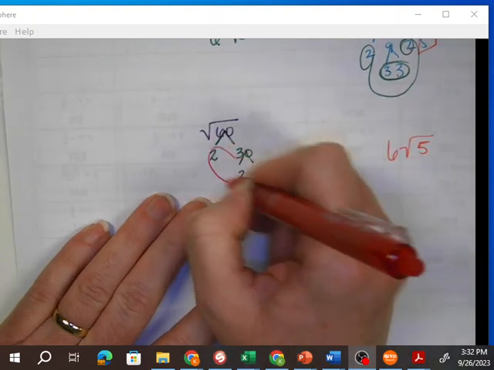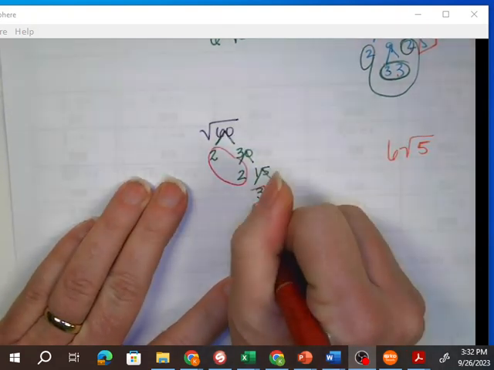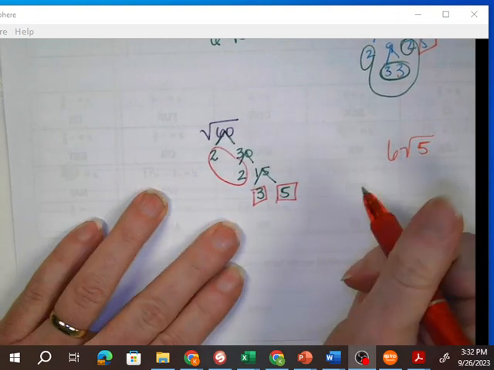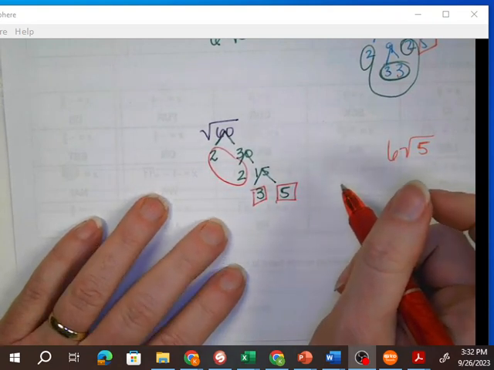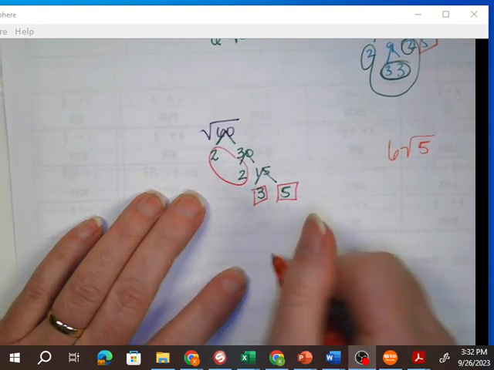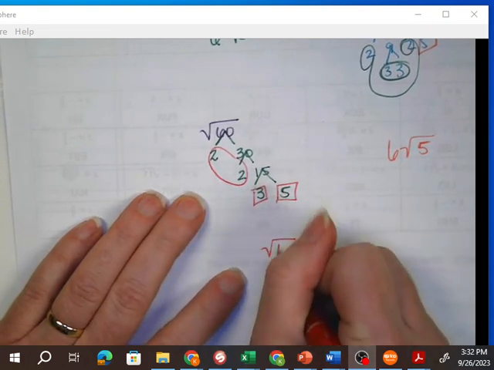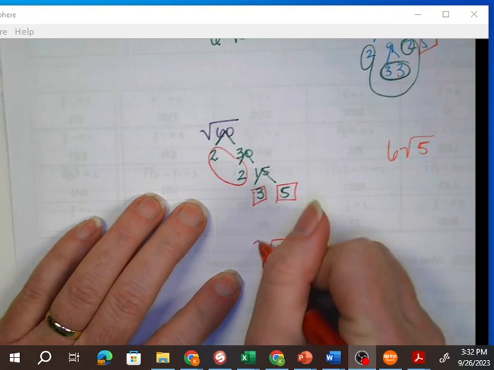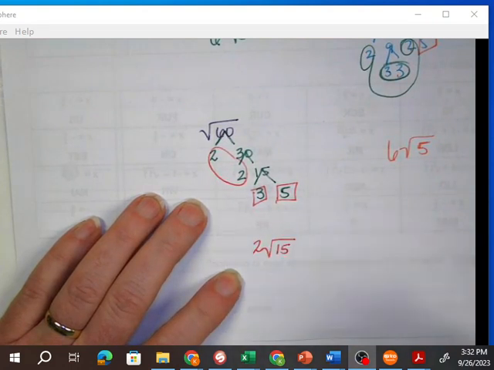So there's a group of 2s. You cannot group these together. They are not friends because they're not the same. That's very judgmental of them, but they are not friends. But they're both staying at home, so you're going to multiply back underneath, so it'd be 15 underneath and 2 on the outside. So it's 2 square root 15.